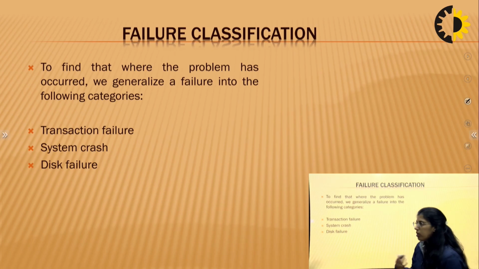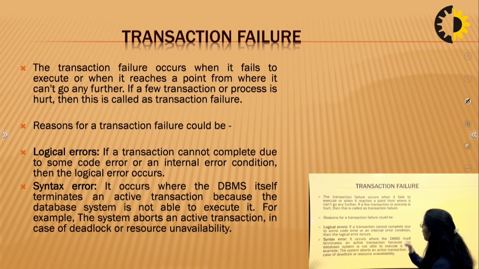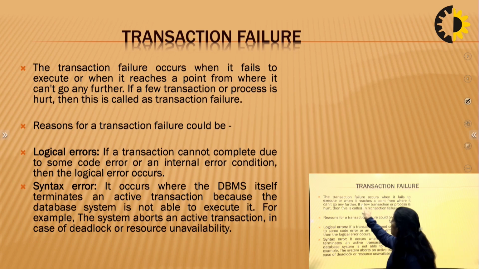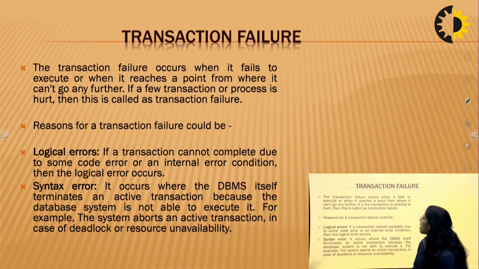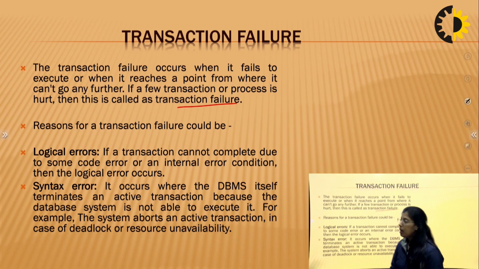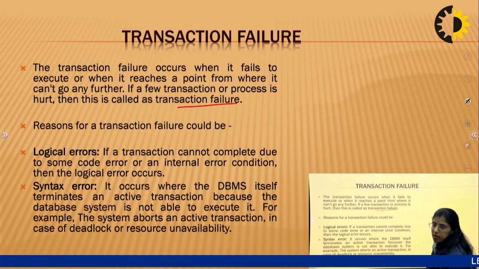Now, when we talk about failure, there are different types of failure. First one is transaction failure, second is system crash, third is disk failure. What is a transaction failure? A transaction failure occurs when it fails to execute or when it reaches a point from where it can't go any further. If a transaction or process is hurt, then it is called transaction failure. Reasons for transaction failure could be logical or syntax. Both can be the cause of a transaction failure.